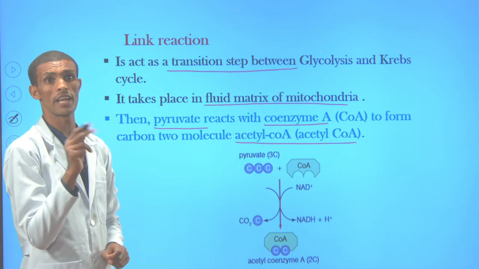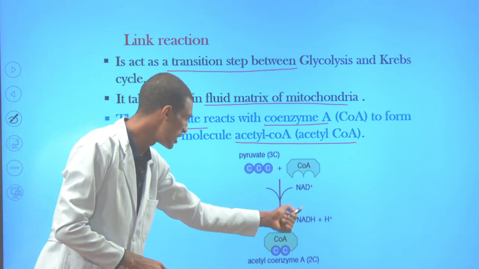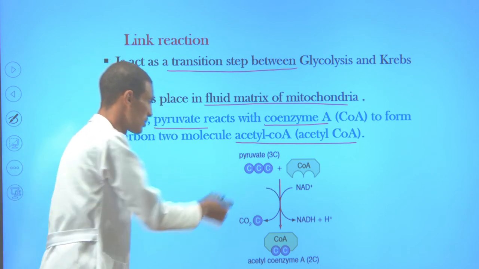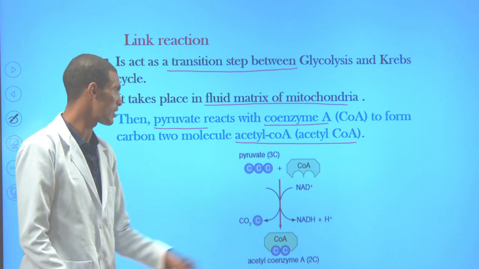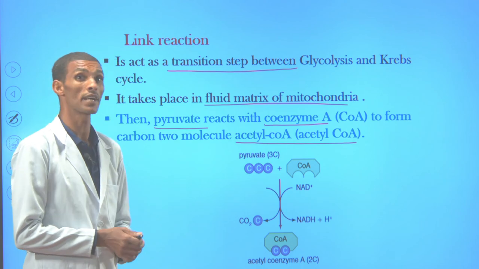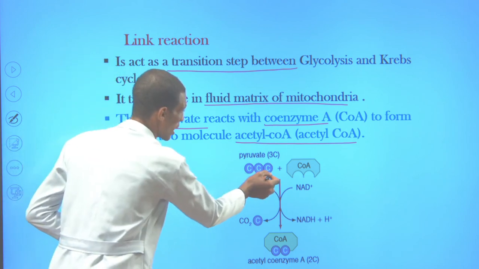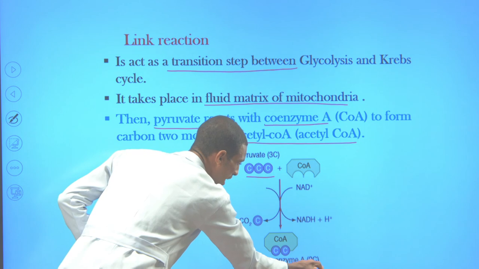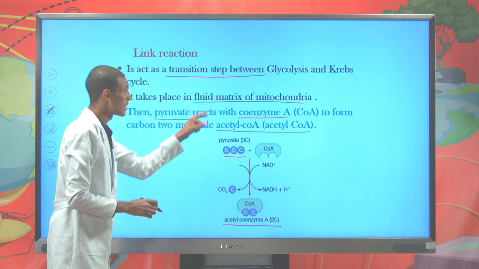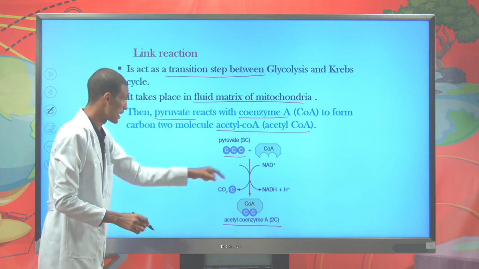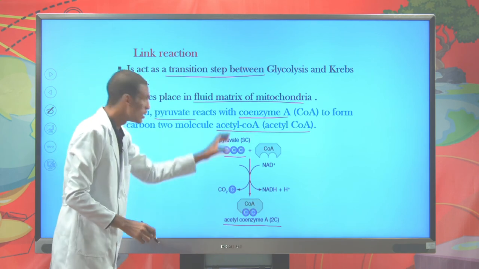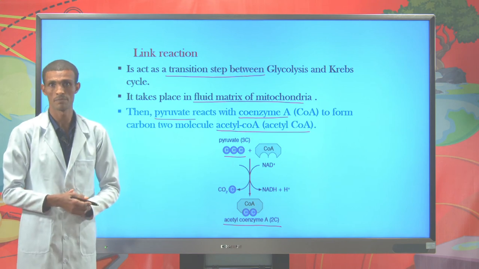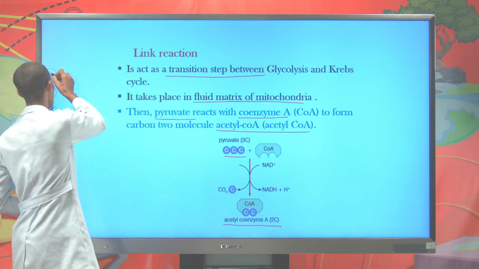Let me show you the two main reactions that take place in the process. One, there is a dehydrogenation reaction. Removal of hydrogen in the form of NADH. There is a decarboxylation reaction. Removal of carbon in the form of carbon dioxide. Both decarboxylation and dehydrogenation take place here. Here, the carbon 3 molecule and this coenzyme A, and again acetyl CoA is formed. As a result, the number of carbons is reduced by decarboxylation. The number of hydrogens is reduced in the form of coenzyme. Finally, we are going to expect hydrogen in the mitochondrial inner membrane. This is what we mean by link reaction.